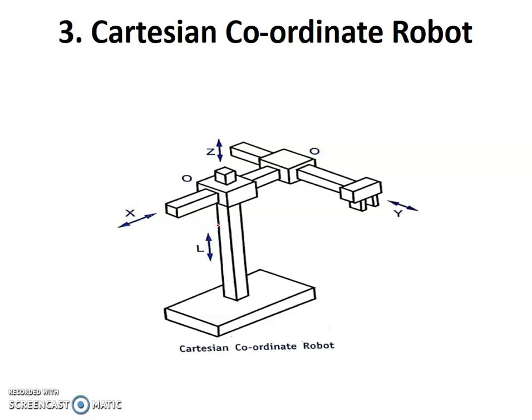In this, only linear motions of the joints are present. Other motions, rotational, twisting or revolving motions, are not present.